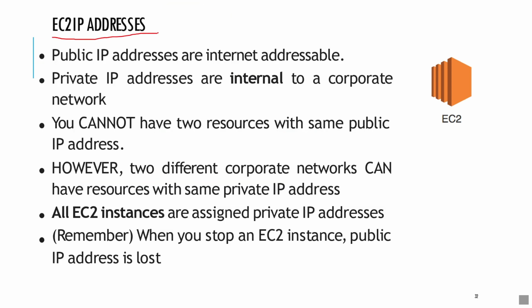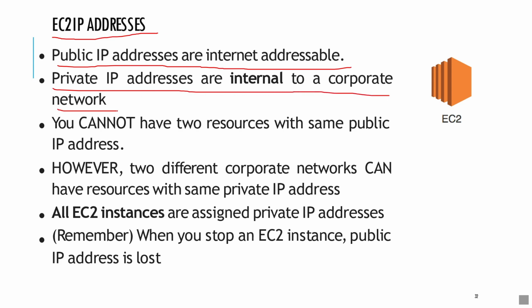EC2 IP addresses. Basically, there are two types of IP addresses, public and private. Public IP addresses are internet addressable, which means we can access that IP address from anywhere in the world. Whereas private addresses are internal to a corporate network only and cannot be accessed from the internet. No two resources can have the same public address, but two different corporate networks can have the same private IP addresses.